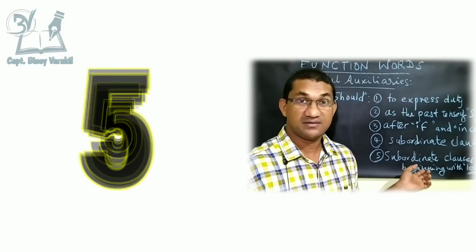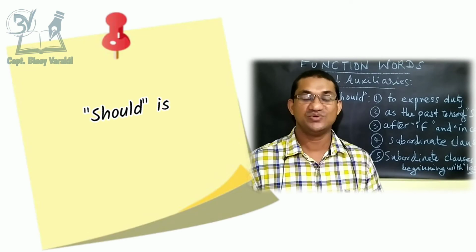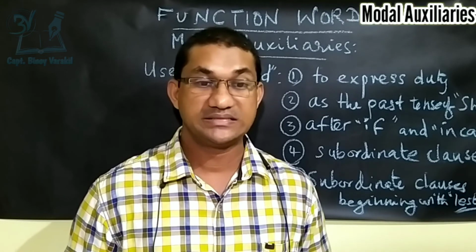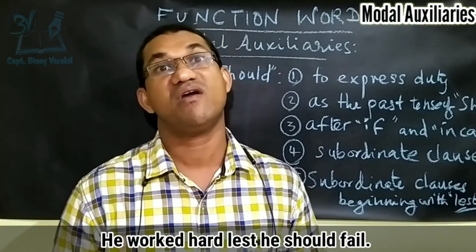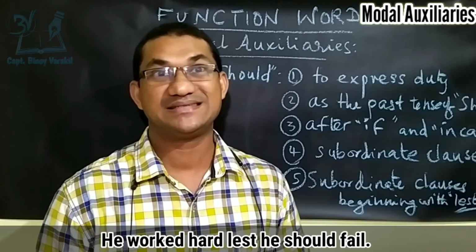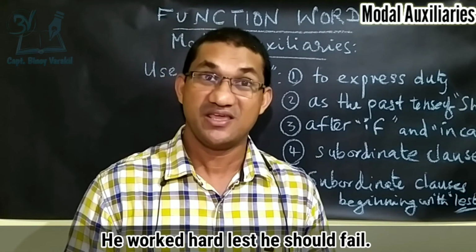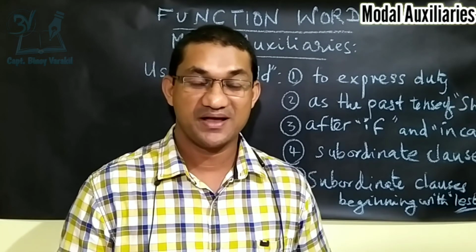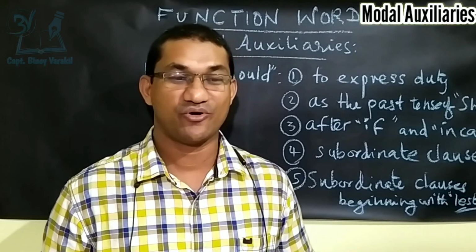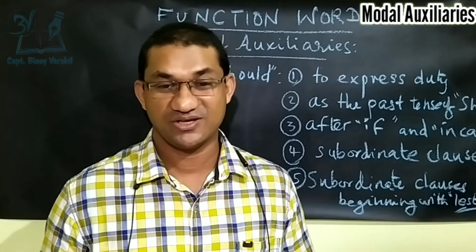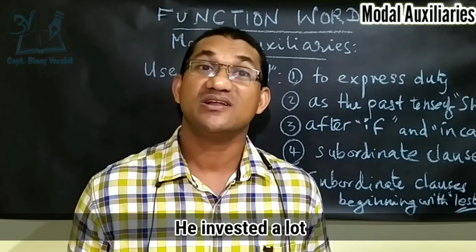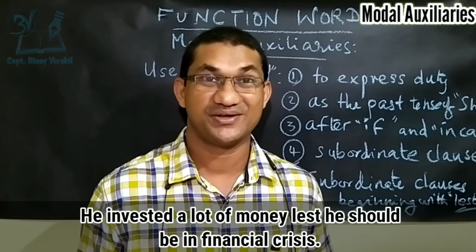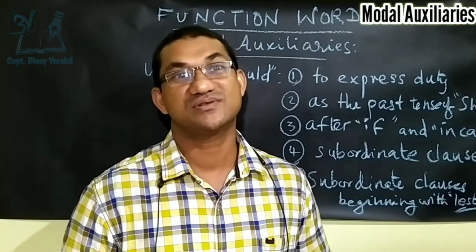And now we come to the last and the fifth use of should. It is used in subordinate clauses beginning with lest, which means so that not. So, he worked hard lest he should fail. He worked hard so that he won't fail. So we have should used again in a subordinate clause. He worked hard lest he should fail. He invested a lot of money lest he should be in financial crisis. Alright, these are the 5 important uses of should.